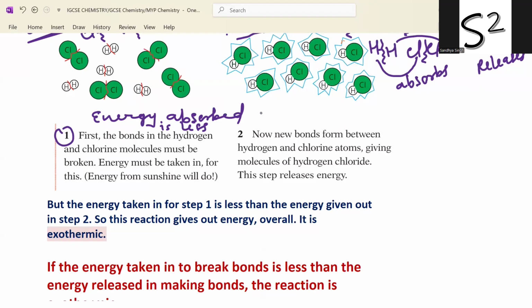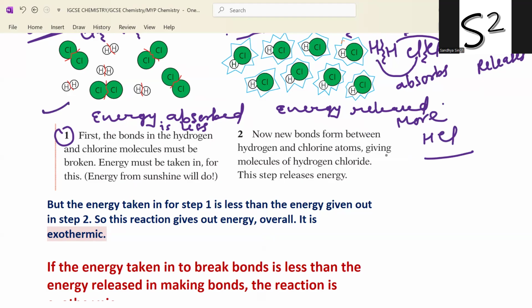When new bonds are forming, energy is released, and this energy is more. Energy released is more and energy absorbed is less. So new bonds form between hydrogen and chlorine atoms, giving molecules of hydrogen chloride. This step releases energy. But the energy taken in step 1 is less than the energy given out in step 2, so this reaction gives out energy. Overall, it is exothermic.